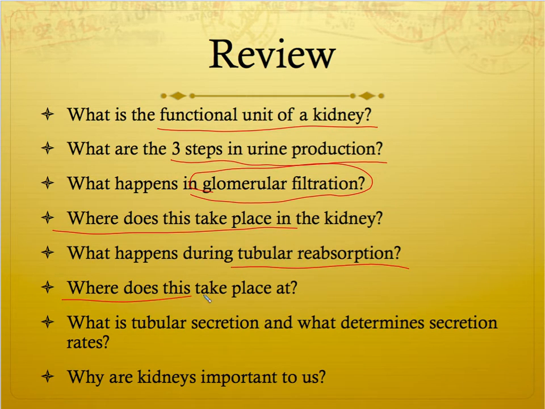Where does this take place? And what is tubular secretion? What determines what we secrete and what we retain? And then last but not least, why are the kidneys important? What do they do that makes them really important for our bodies? This has been urine production. Next, we'll look at urine composition.